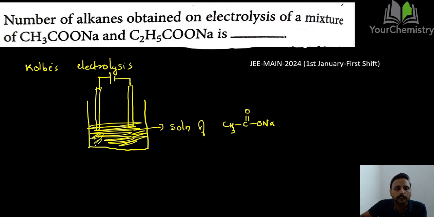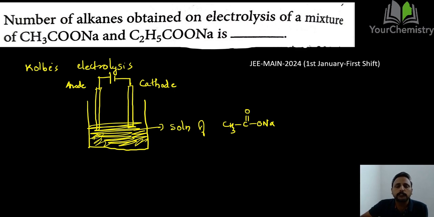Basically, electrolysis means what? We are going to do some reaction with the help of electricity. So electrical energy gets converted into chemical energy. That is what is going to happen here. So the negative terminal connected in an electrolytic cell is the cathode, and the positive terminal connected is the anode, right?